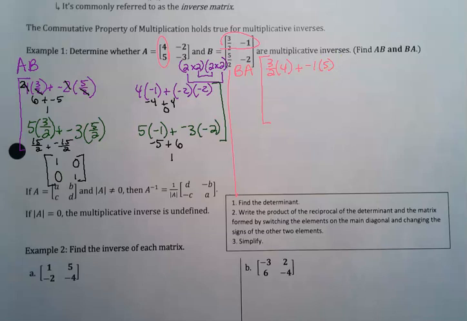Okay, now I'm keeping my row, and I'm multiplying by this second column here. So I'm going to have 3 halves times negative 2 plus negative 1 times negative 3.